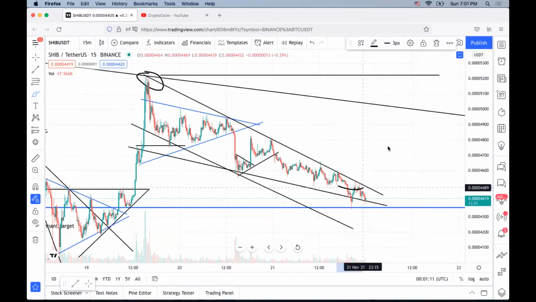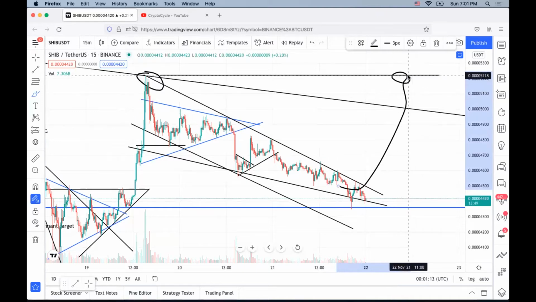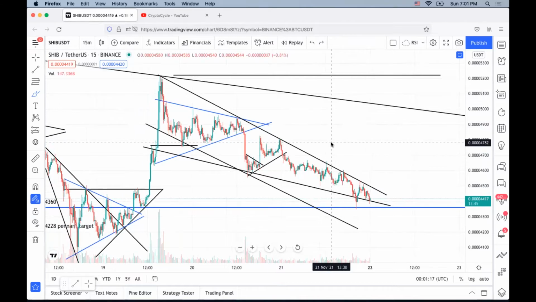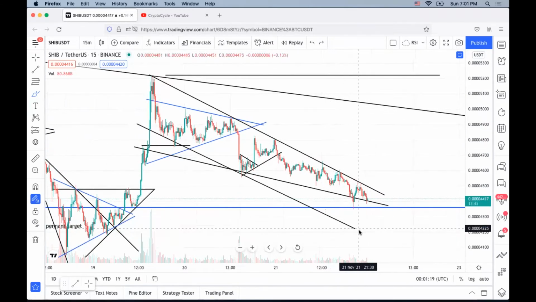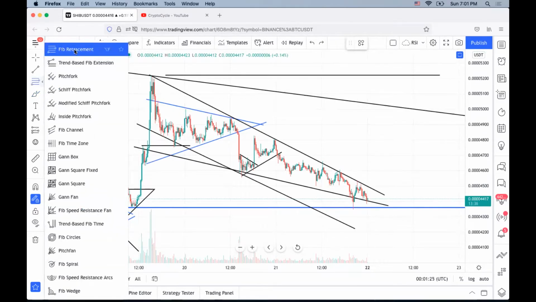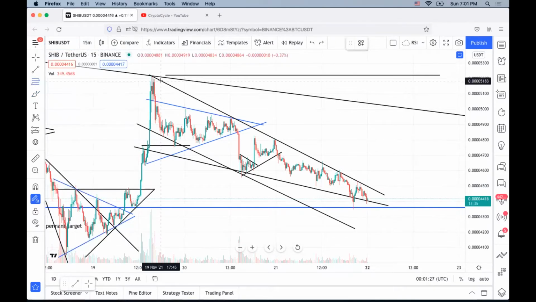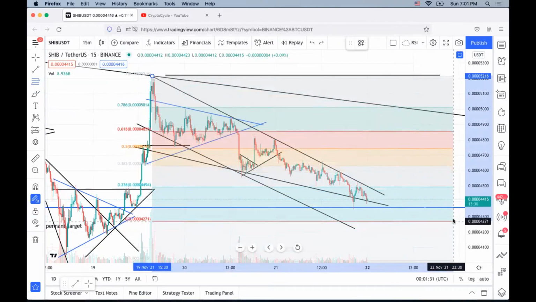So if we do happen to break to the upside, we'd be looking for a potential target right around the 52.23 area. All right, and we did form a little bit of a lower low earlier, so we can redo our Fibonacci area. So come over here to our Fibonacci retracement tool, and we're gonna go from our swing high down to our swing low right here.